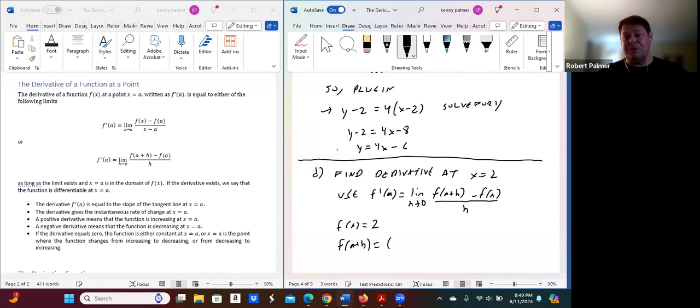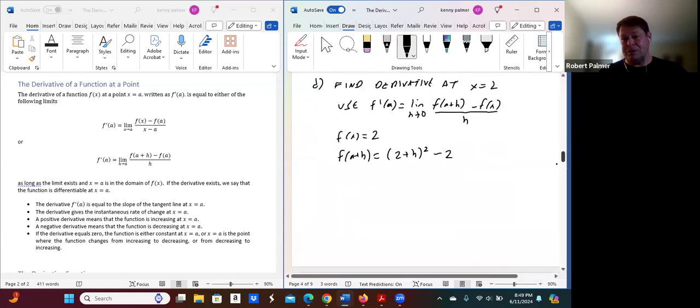All right, so we'll just replace x with a plus h. A is 2, so (2 plus h) squared minus 2. Okay, remember, the function is x squared minus 2. Let's find this. Of course, you can't distribute powers. You have to write this as 2 plus h times itself. That's what squared means. And then FOIL or distribute.